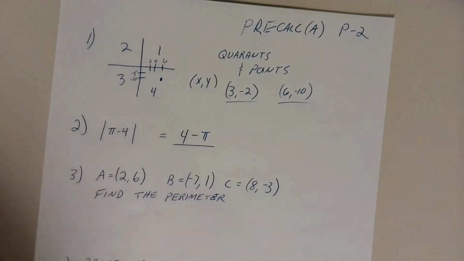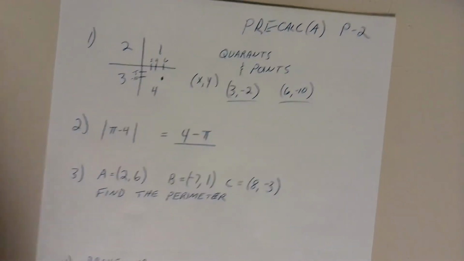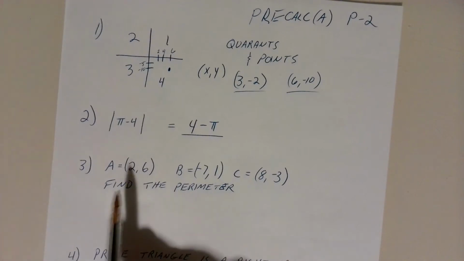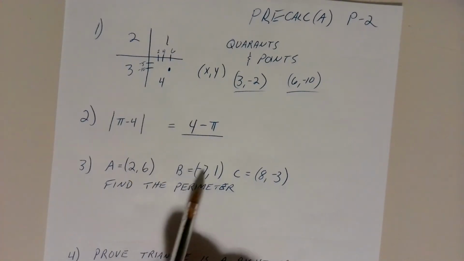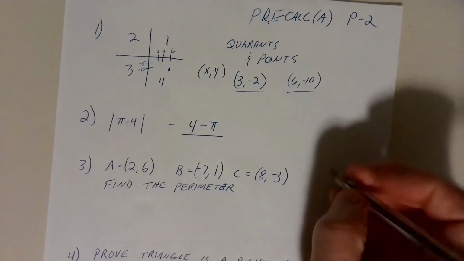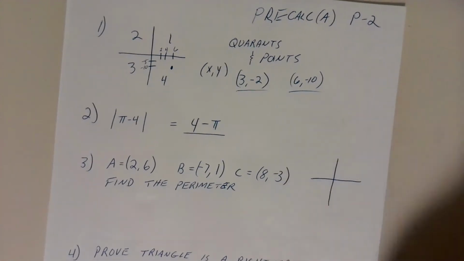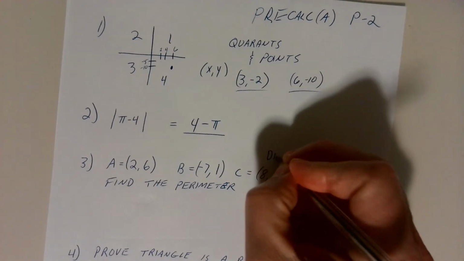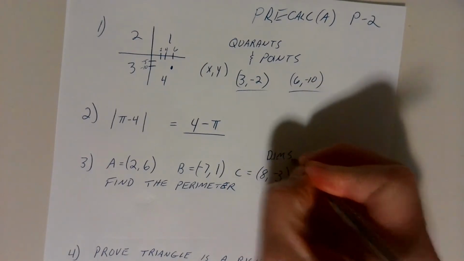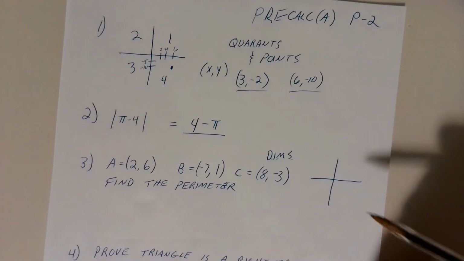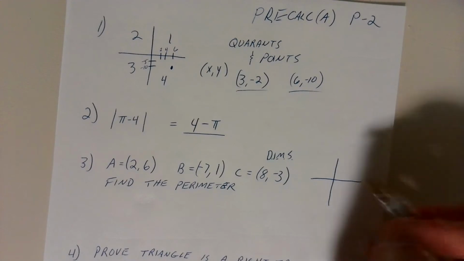Okay? So we have another type of problem. Find the perimeter. So I've got a triangle of 2, 6, negative 7, 1, and 8, negative 3. And anybody who had me for geometry before or data probably knows how much I use the term DIMS. Stands for doesn't make sense. Well, I want you to be able to sketch this picture over here first and get a decent idea of what the answer might be before we even start.